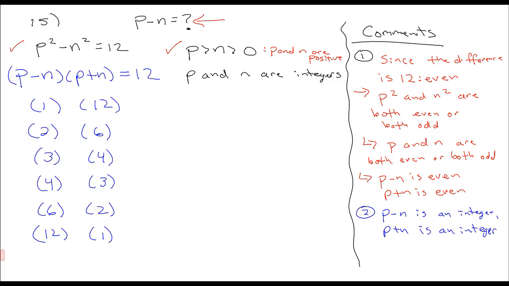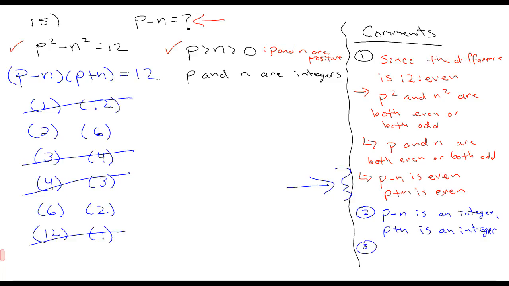Okay, well, because of the statement that I made here, that p minus n is even and p plus n is even, that gets rid of this one, this one, this one, and this one, which leaves me 2 and 6 or 6 and 2. Okay, but since p and n are both integers and they're both positive, then certainly, and I'll make a third comment, p plus n must be greater than p minus n. Which means we must be looking at this pair for that to happen.